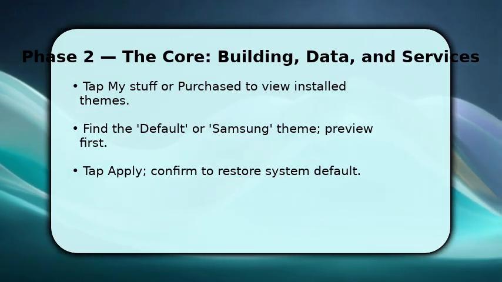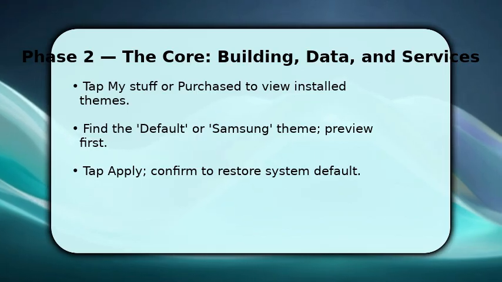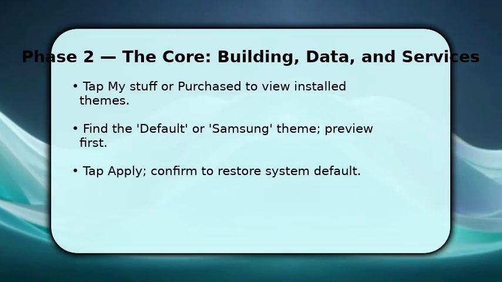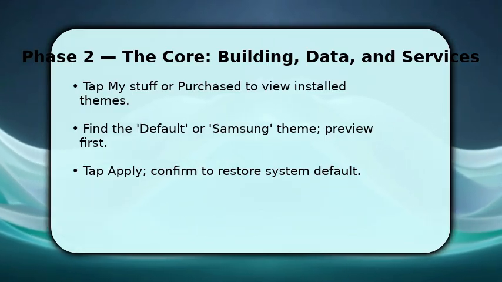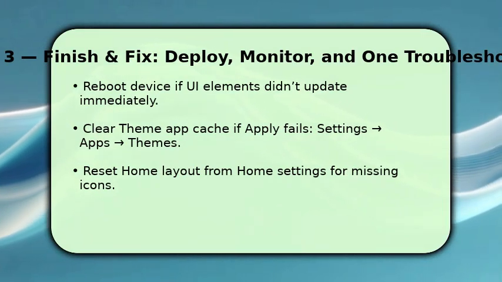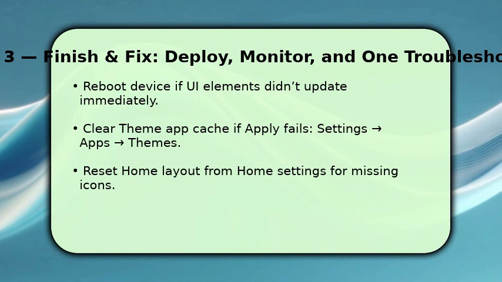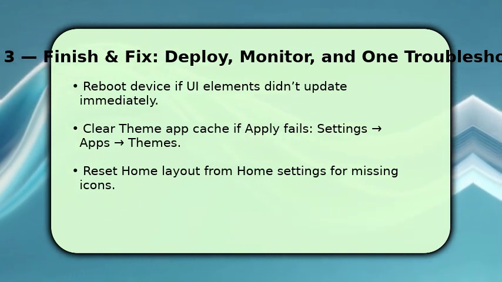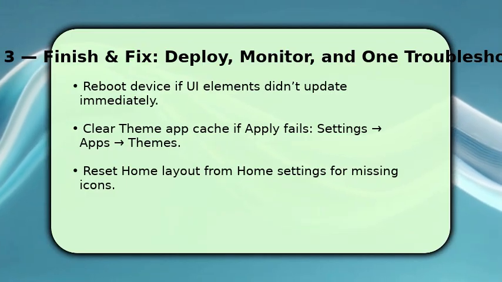After applying, the launcher reloads. Give it a moment. If some icons seem misplaced, rearrange or restore your backed-up layout. The core theme will already be set. Finish by checking every screen and the quick panel. Make sure app icons, wallpaper, and accent colors match the default. If elements didn't update, reboot the phone. This forces the launcher to reload.